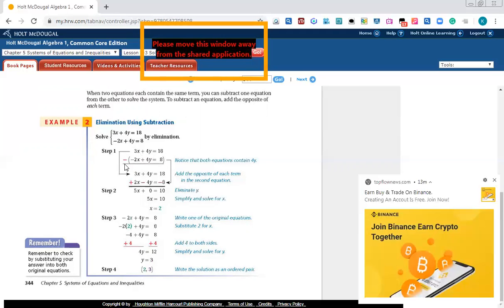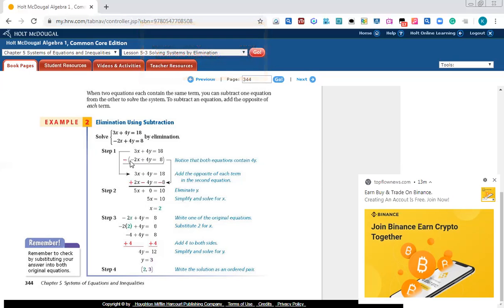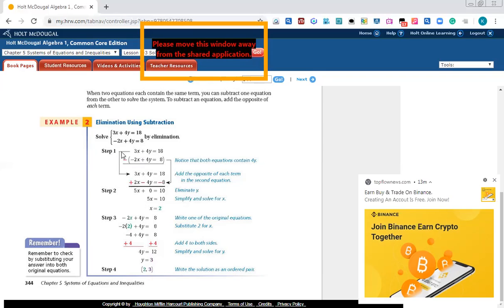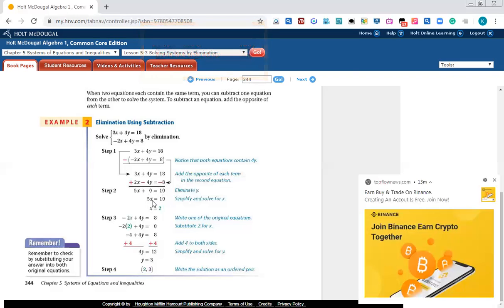Let's subtract 3x minus and minus 2x. Don't forget, you have minus inside and minus outside. That means plus. To make it easier, you can write minus outside and change all the signs inside. Then continue, okay? Minus and minus will be plus. Now you can solve. 3x plus 2x is 5x, plus 4y minus 4y is 0. 18 minus 8 is 10. So 5x equals 10, divide by 5 on both sides, so x equals 2. Then substitute x in any equation, you will get y equals 3.